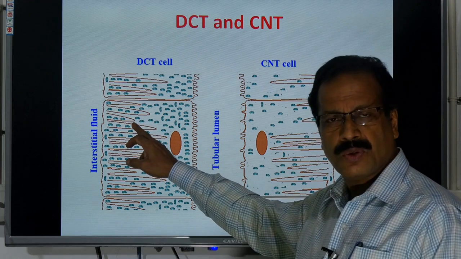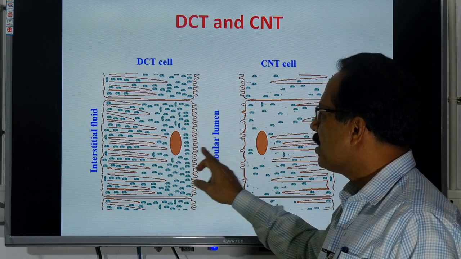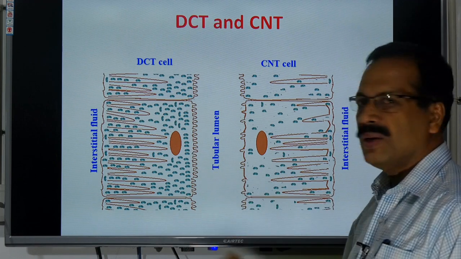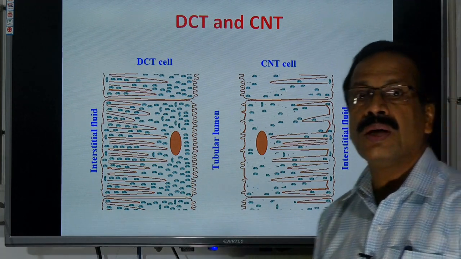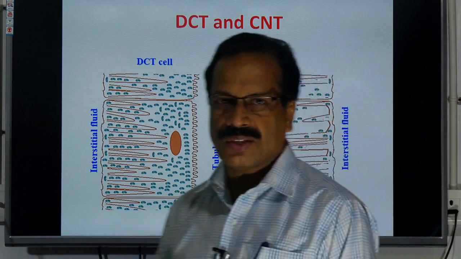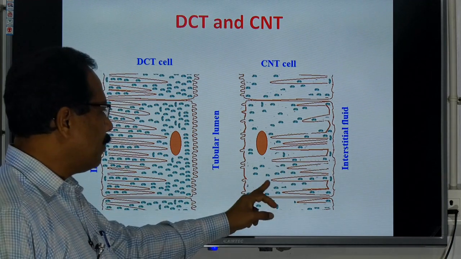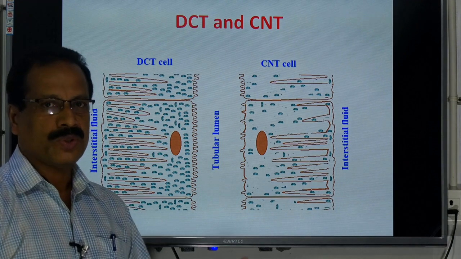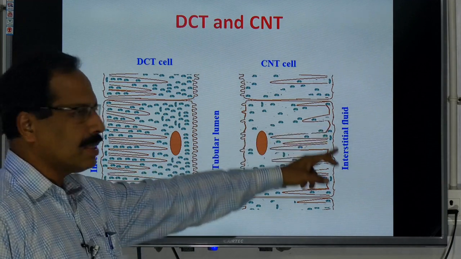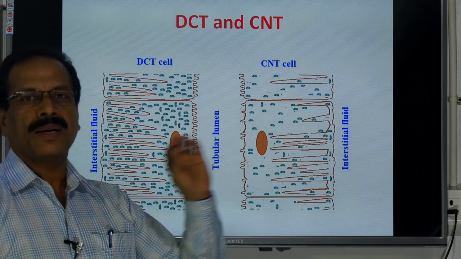Because of the presence of these membrane foldings, the nucleus of this cell is pushed towards the luminal side, and the luminal membrane also has a number of villi-like projections which increase the surface area for reabsorption. When it comes to the cells of the connecting tubule, the membrane network is quite less, and the number of mitochondria is also very less, because the processes happening there are quite limited, as the role of this part of the tubule is just to connect the distal convoluted tubule to the collecting duct.